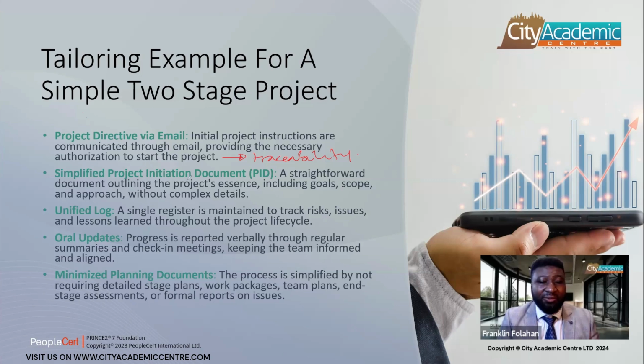Simplify the project initiation document. So a straightforward document outlining the project essence, such as its goals, scope, and approach, without complex detail will do. A unified log, so instead a single register is maintained to track things like risks, issues, and lessons learned throughout the project. You can have oral updates, like verbal updates for things like your check-in meetings, keeping the teams informed and aligned. And you can have minimized planning documents.